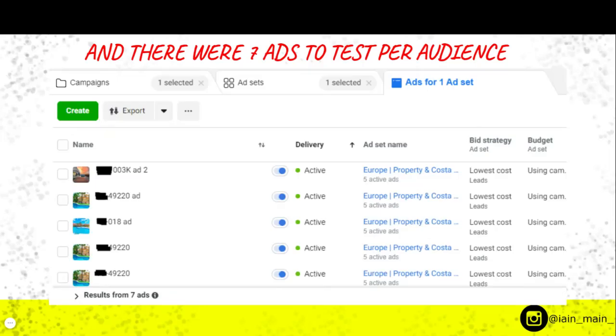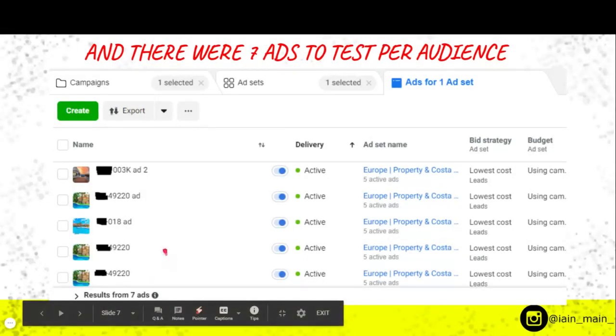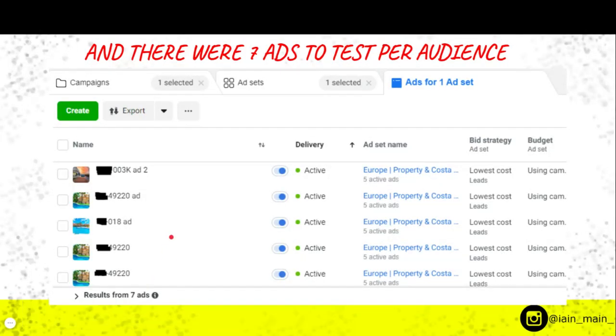So within each ad set, I had 7 ads running to test, basically. Always test. It's always about testing. So as you can see, I have 7 ads per audience. So if there were 6 audiences, that means there's a total of 42 ads running just for the lead generation campaign.